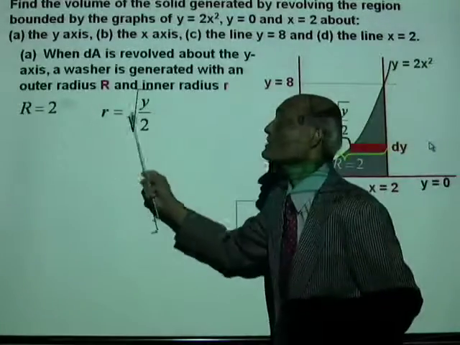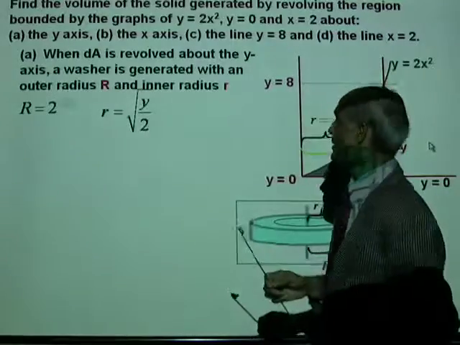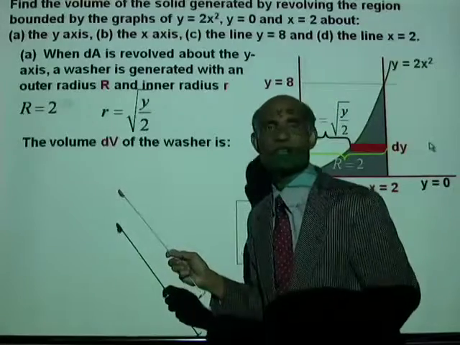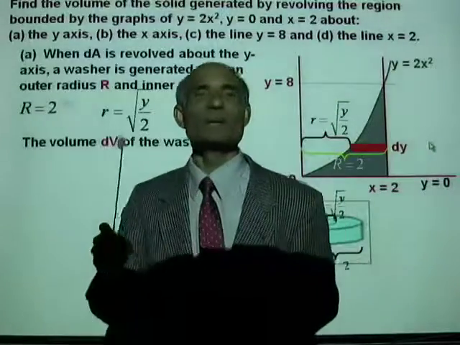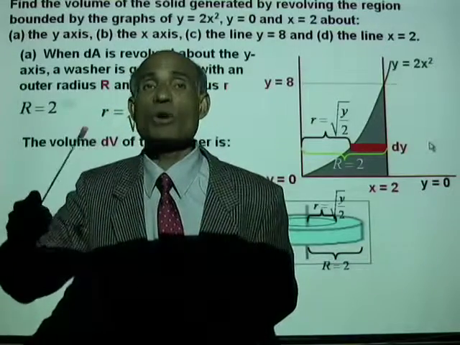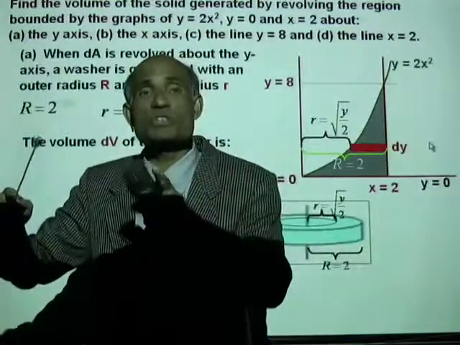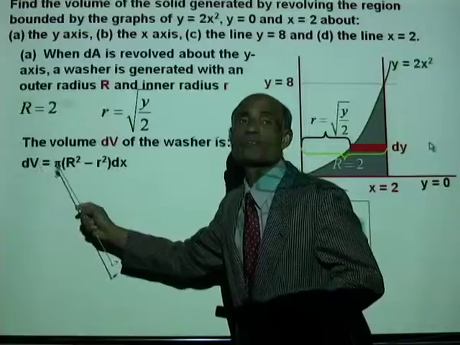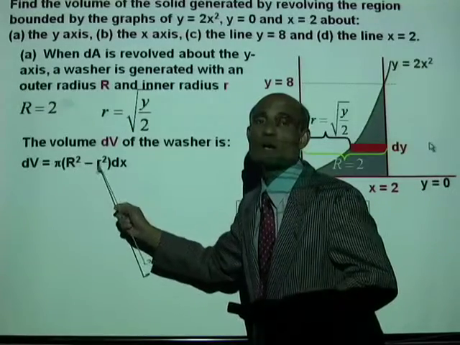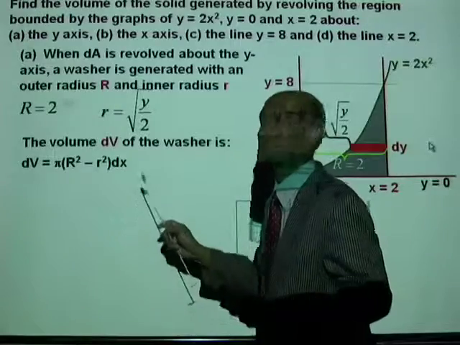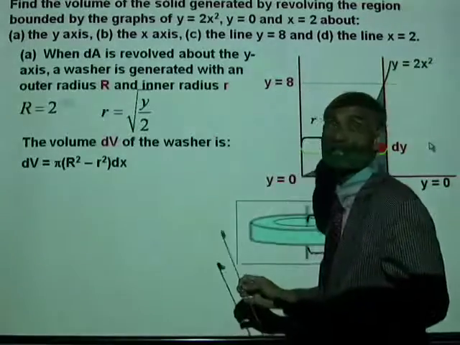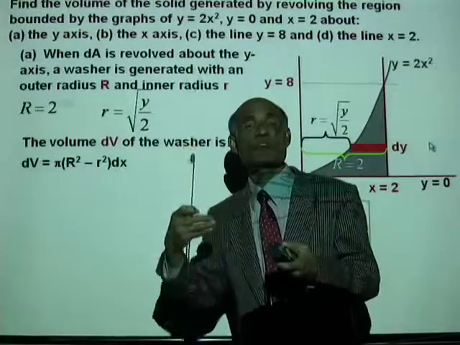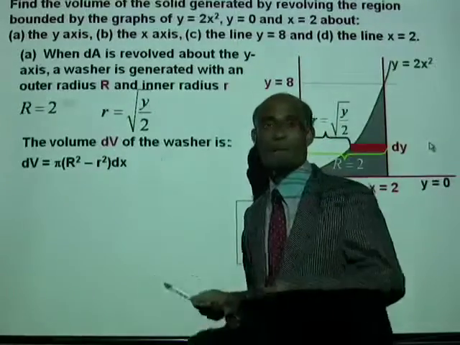Once you have all this information, it is now simple. Now, the volume dV of the washer, can you recall that expression? The volume dV of the washer is pi times big R squared minus small r squared, quantity, times the thickness of that disk. So that would be dV equal to pi times big R squared minus small r squared times dy. This is not supposed to be dx, it's supposed to be dy. It can be dx only when you revolve it about the x-axis. So correct that printing error there.